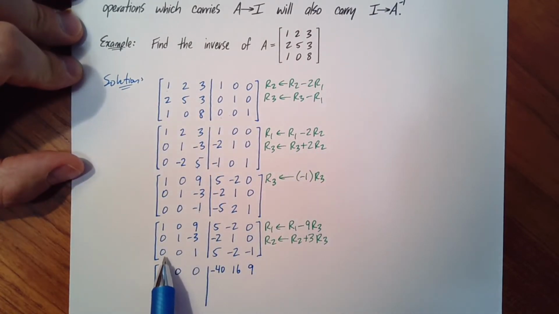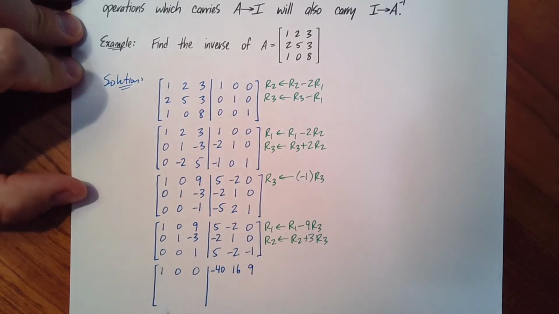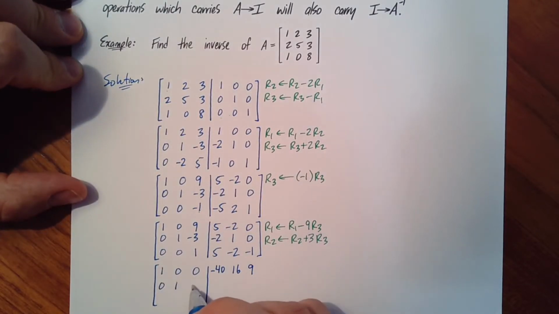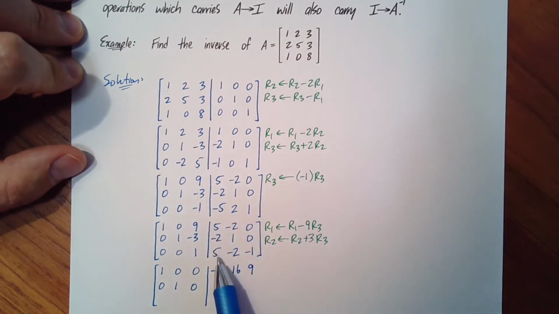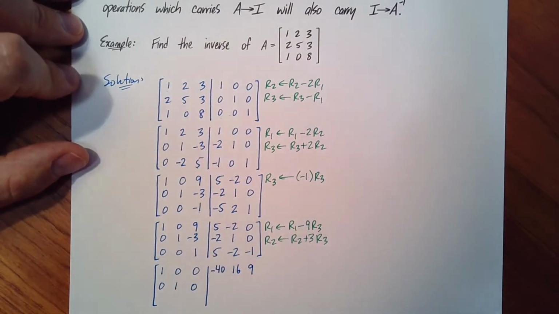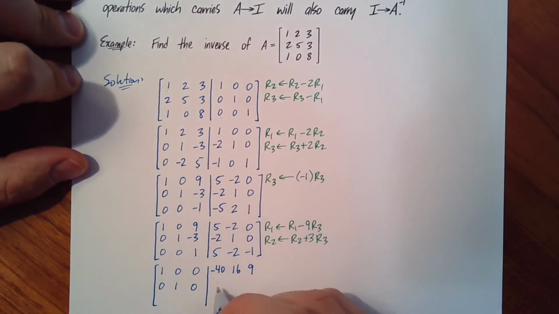Okay, what about the second row? Well, if we add row 3 to row 2 3 times, we're going to get 0, 1, and then 0, because negative 3 plus 3 times 1 is 0. We'll have negative 2 plus 3 times 5, that's going to be negative 2 plus 15, which is going to be 13.